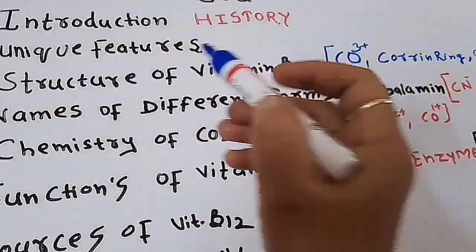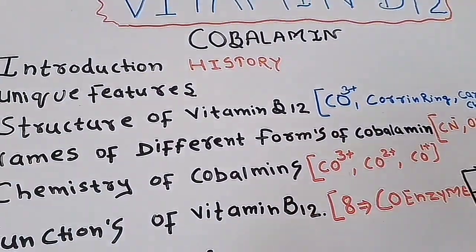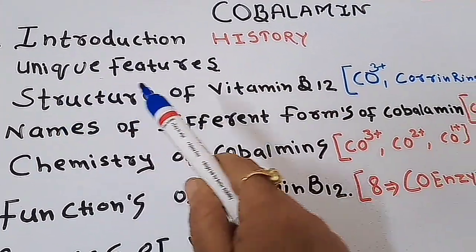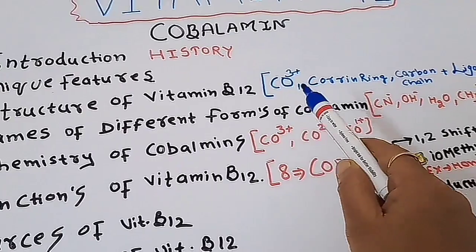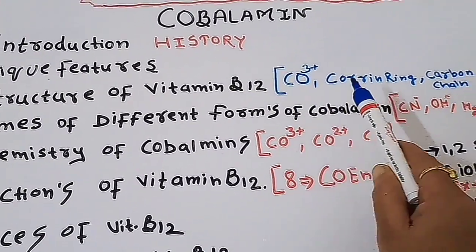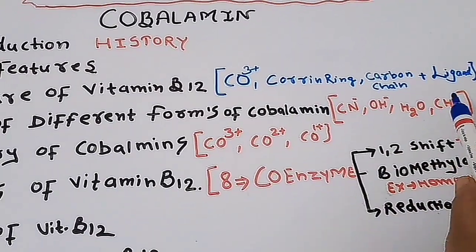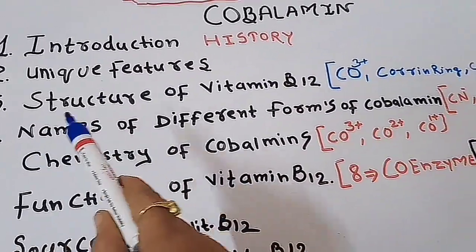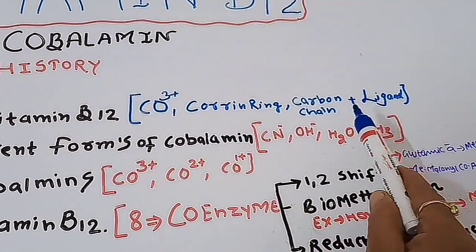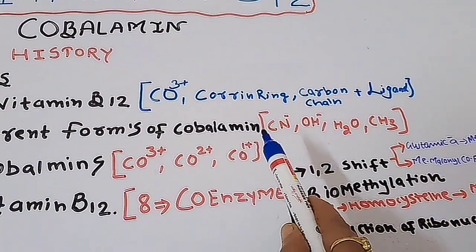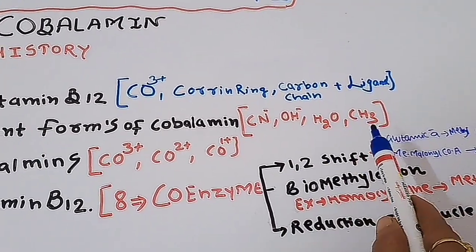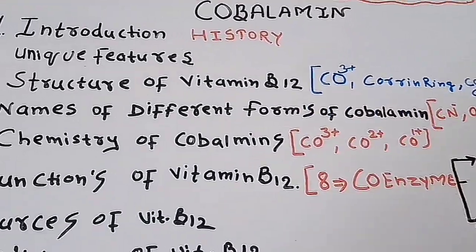First we will see the introduction or the history of vitamin B12, then the unique features of vitamin B12, and the structure of vitamin B12, which consists of 4 major components: the cobalt metal, the corrin ring, the carbon chain and the ligand. Then the names of the different forms of cobalamin: according to the ligand, the name of the cobalamin changes. If cyanide is there, cyanocobalamin; hydroxocobalamin, aquacobalamin, methylcobalamin and so on. So the details are there.